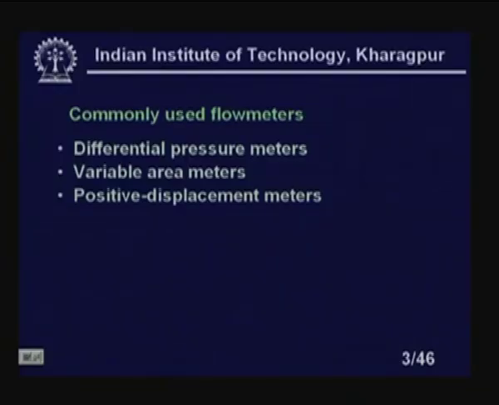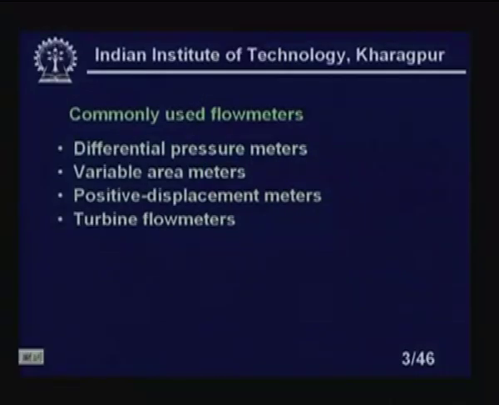Then we have positive displacement meters, a meter by which you get not exactly the flow velocity, but the quantity of liquid flowing in a particular situation. One common example of positive displacement meters is in gas stations or petrol pumps. If you go to the petrol pump and take some amount of petrol or diesel, you will find that I am not interested in the flow rate, I am interested in the total quantity of the liquid. In that type of situation we need a positive displacement meter.